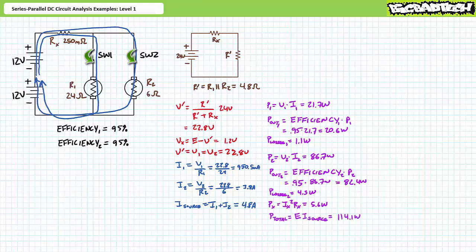Total power is equal to supply voltage times source current. Substituting our given values demonstrates total power is equal to 114.1 watts. Ultimately, 114.1 watts went into the system, and 20.6 plus 82.4, or 103 watts, came out. This yields an efficiency of 90.3%.